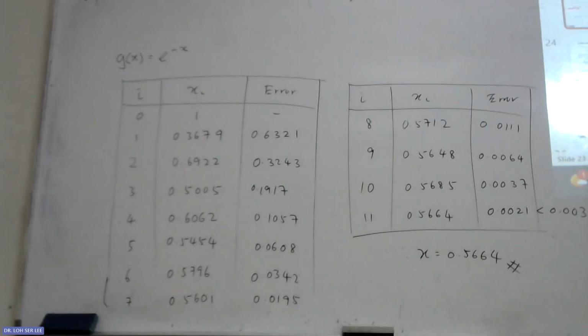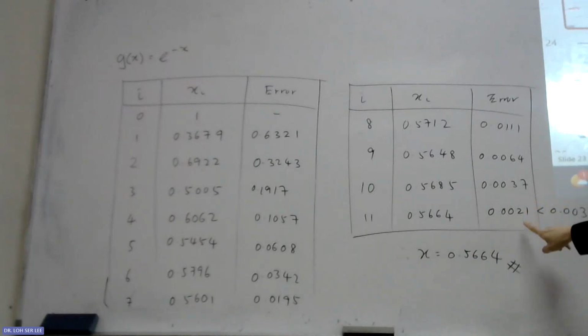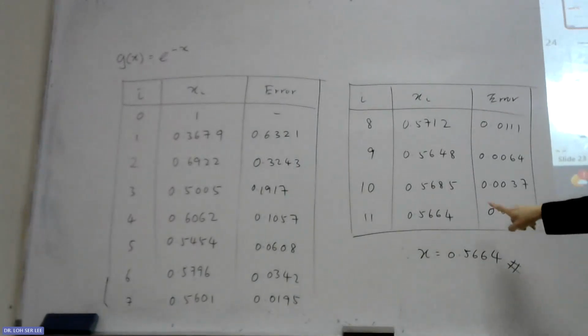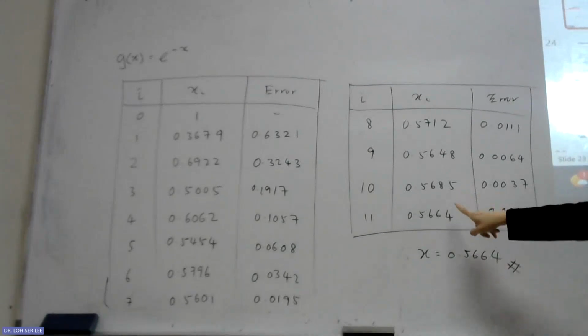Okay. Any more questions for simple iteration? Error. That's 0.00. Okay, this one. Yeah, okay. I got 0.0001 2. That means here now.